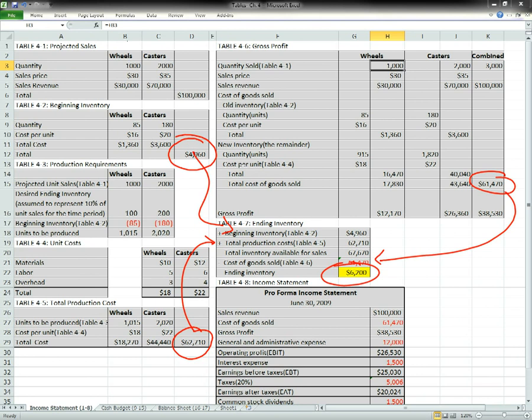Throughout this analysis, though, there will be a number of items, several numbers that are in yellow. When you see something in yellow, that just designates that later on we're going to end up using that information in developing our pro forma balance sheet at the very end. So this is one of the items that will go into developing that pro forma balance sheet.